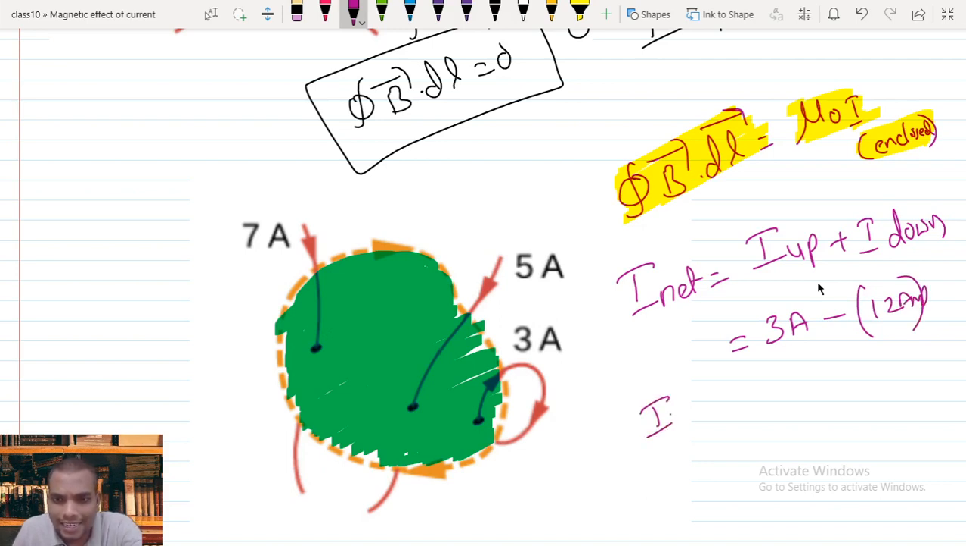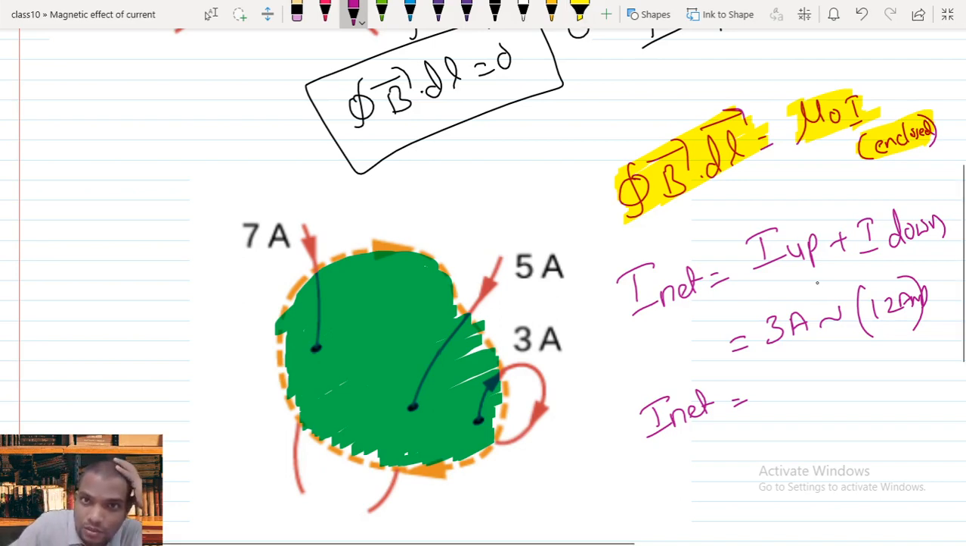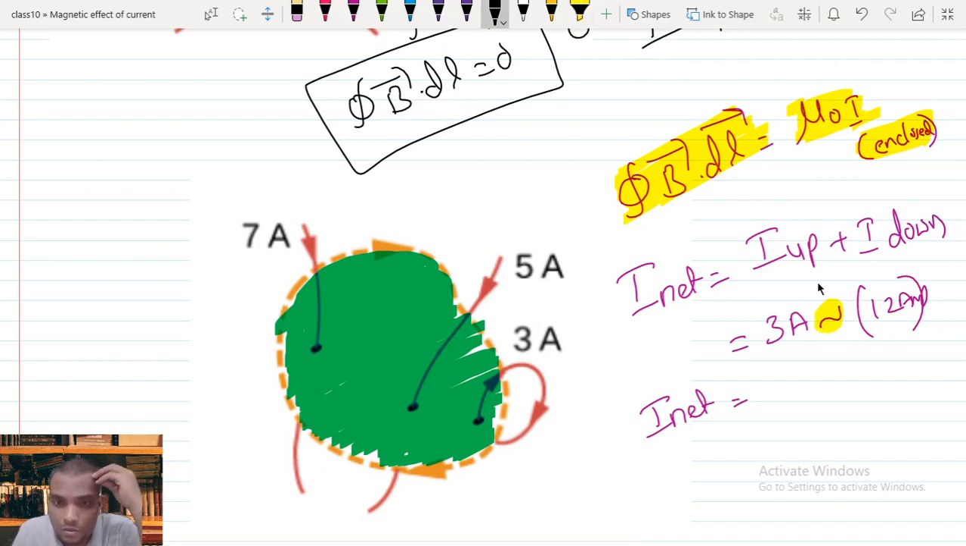So for the net current I am supposed to take the difference, because the current value should not be negative. We need to calculate the total net, and it always comes out positive only. This is the symbol of difference, please mind it. So the net amount of current is 12 minus 3, which gives 9 amp.